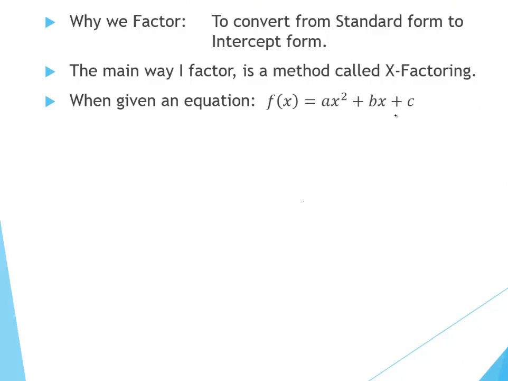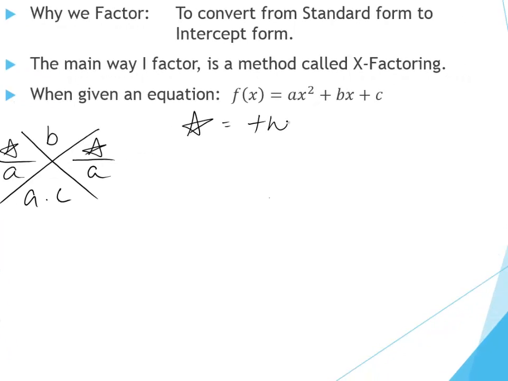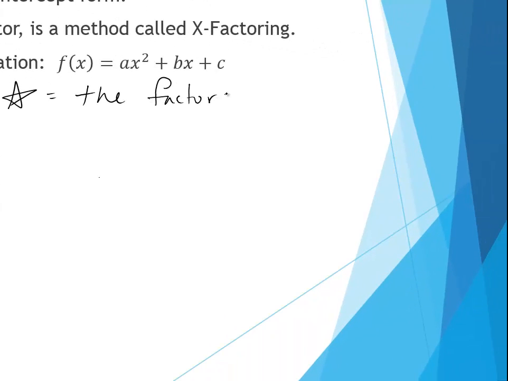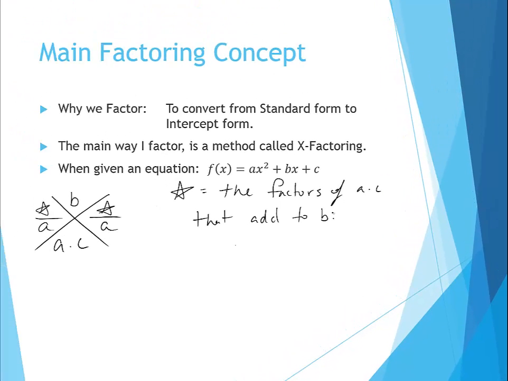And how do I do that? I do it by something called X factoring. It's where you put a big X on the page. On top of your X is going to be B. On bottom you have A times C. On the sides you're going to have fractions, which are divided by A. On top of your fractions, your numerators, are going to be the factors of A times C that add to B.